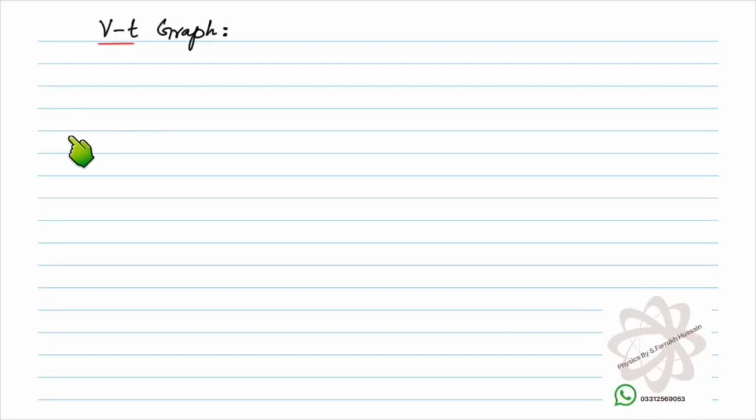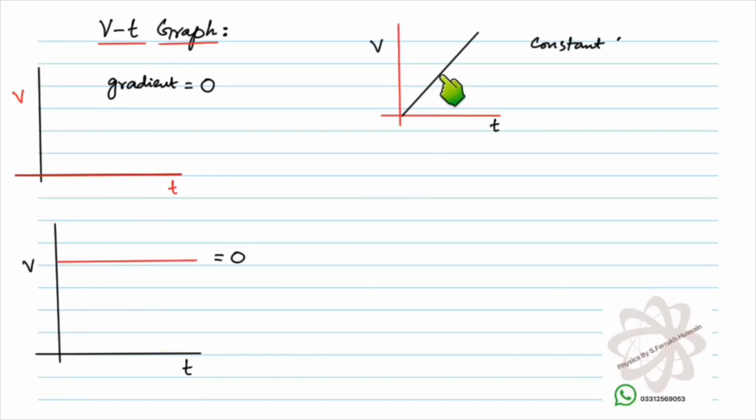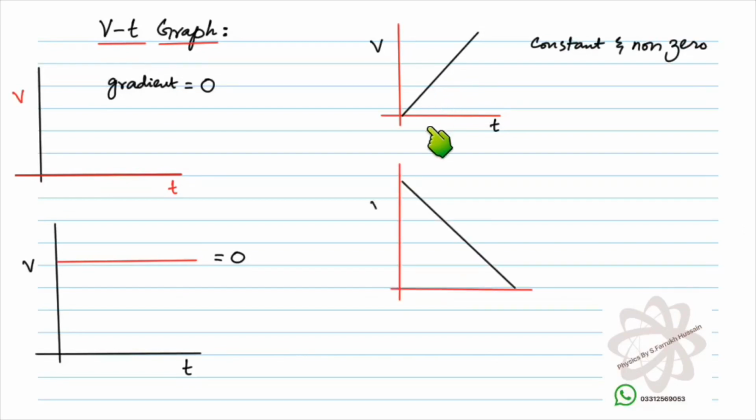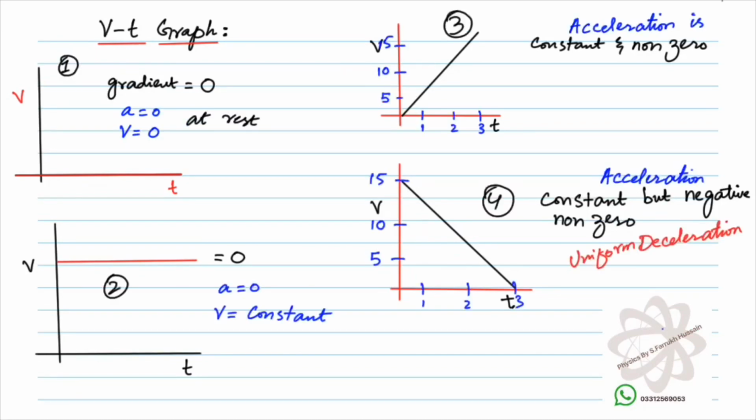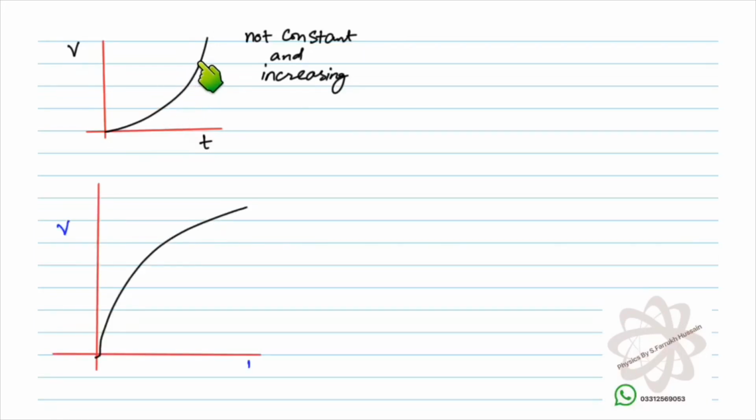The first graph is zero gradient. Gradient is 0, constant, non-zero, positive, constant, non-zero, negative, gradient is increasing because the line is not straight and it is becoming vertical, so gradient is increasing. The line is becoming horizontal, gradient is decreasing.